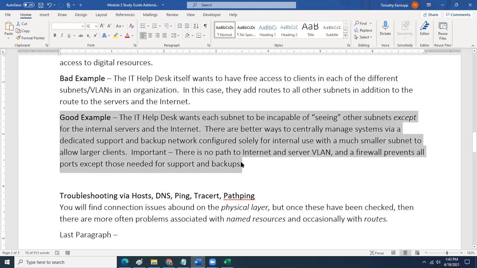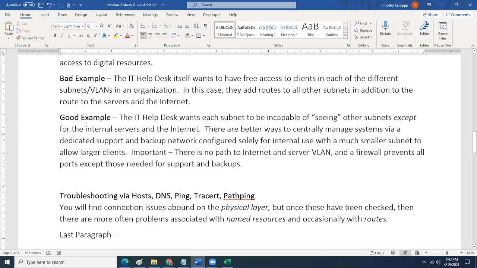The IT help desk wants each subnet to be incapable of seeing other subnets except for the internal servers in the network. There are better ways to centrally manage systems via dedicated support and backup networks configured solely for internal use with a much smaller subnet to allow larger clients. There is no path to the internet and server VLAN, and a firewall prevents ports except for those that are needed for support and backups.